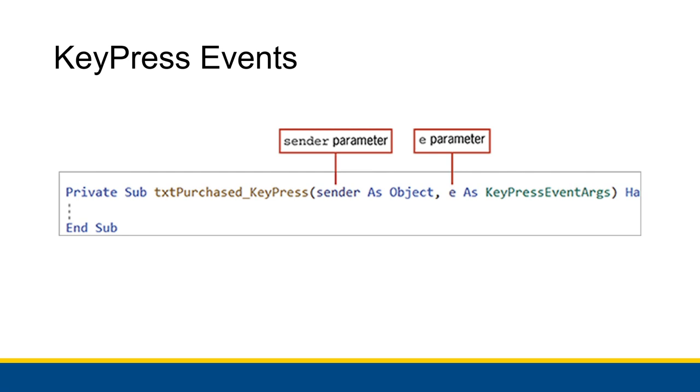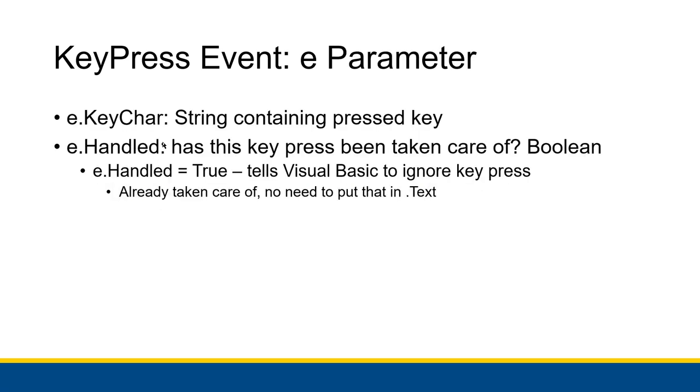Now, normally when a key makes it to a text box, Visual Basic will use this handled property to say, okay, the key has landed in the text box, handled equals true. I don't have to worry about the key event anymore. I don't have to take care of it.